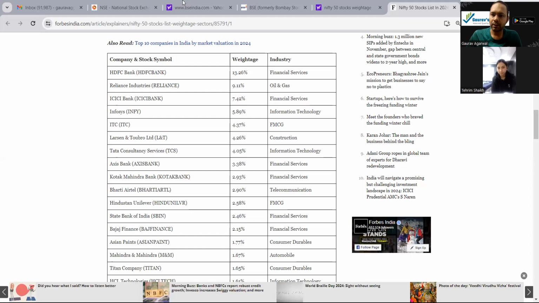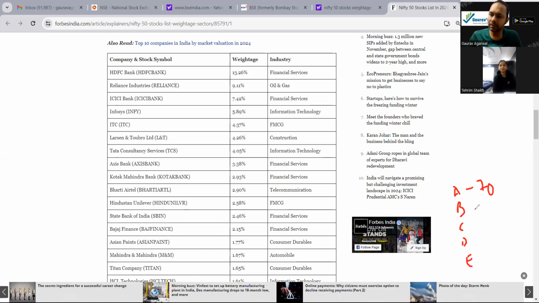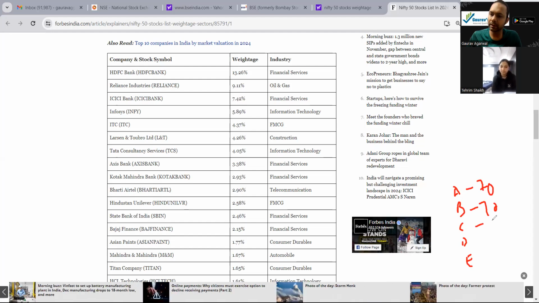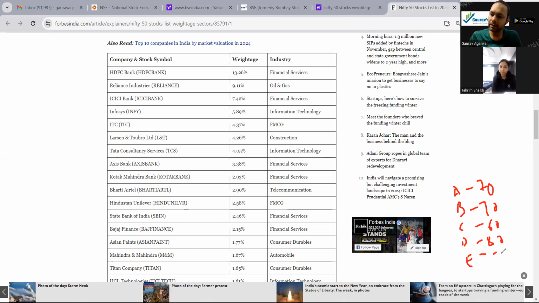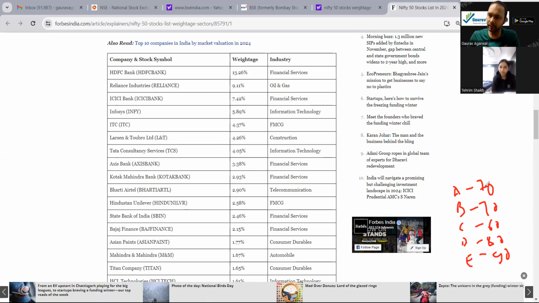Let's say you have five subjects, and the names are A, B, C, D, and E. So it depends how much percentage you got in each subject. Let's say you got 70%, 60%, 80%, and 90%, like this. So how will you calculate your overall percentage? You will add up all these and divide by 5, right? But the total has to be out of 100%.